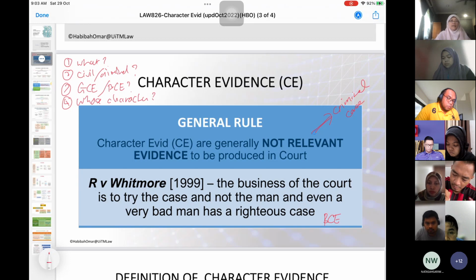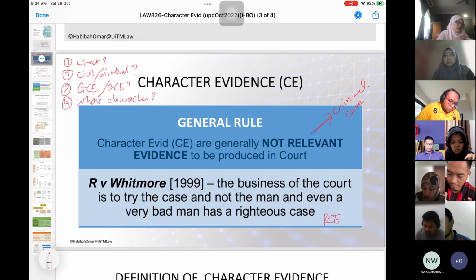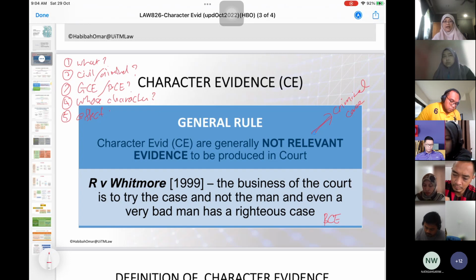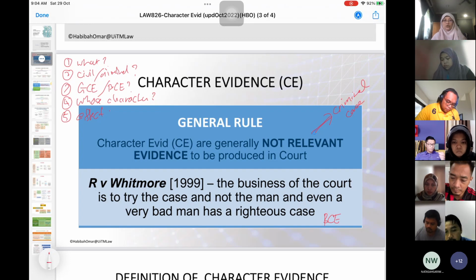Karakter siapa yang kita tengah discuss? Karakter accused person ke? Karakter saksi ke? Karakter victim ke? Lepas tu, number 5 will be the effect in producing character evidence. Now, as a general rule, character evidence is not relevant, not admissible. Sebab it is the duty of the court to try a case.